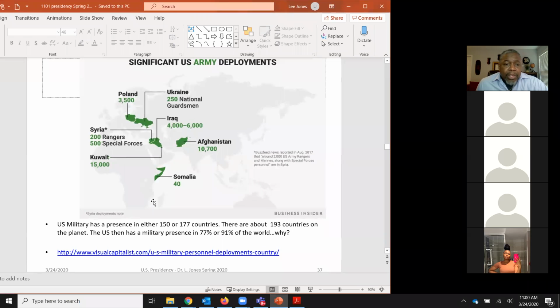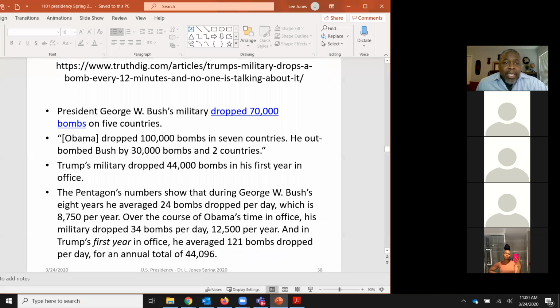All right, look at this, right? There's only about 193 countries that are signatories to the UN Charter. The American military has a presence on the high level in 177 of those countries. That means that the United States, and we're not talking about embassy personnel, we're talking about a literal military presence in 91% of the world. Why is that happening? All right, let's look at what the American military is doing.